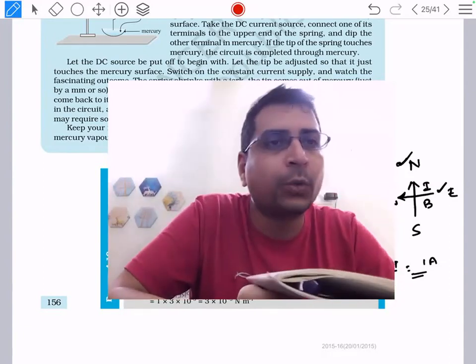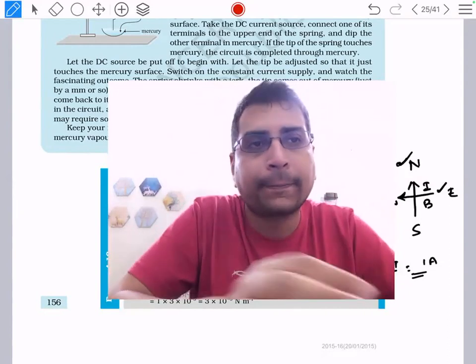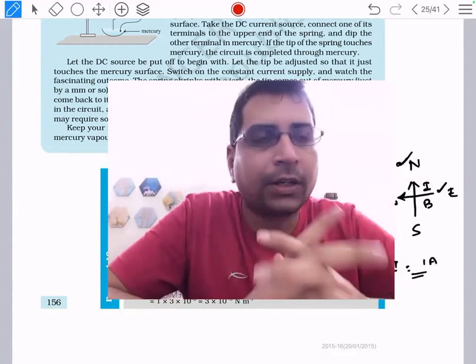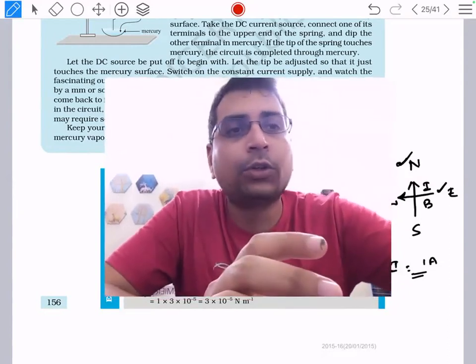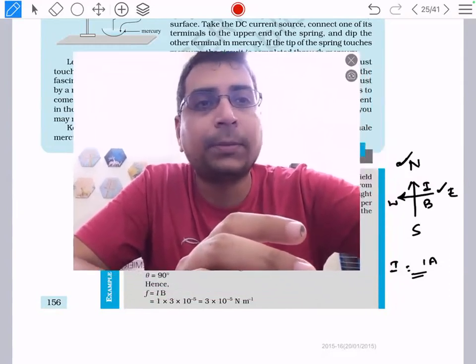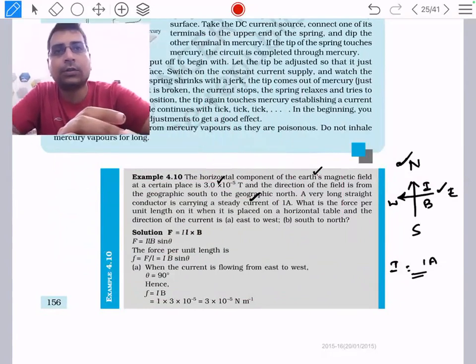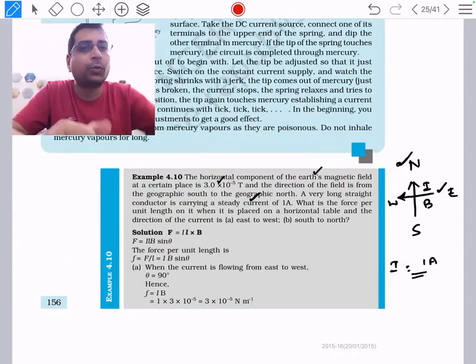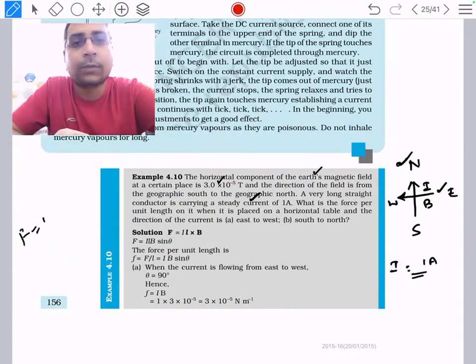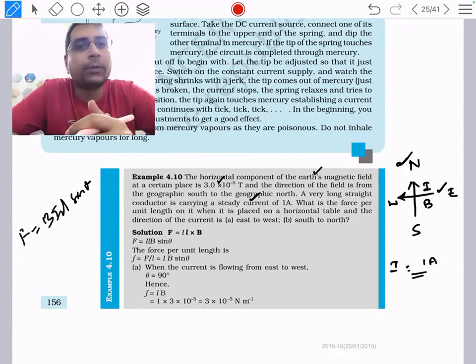Oriented with respect to each other in what way? Perpendicular, normal. Perpendicular, right? So when they both are normal, can I say F is equal to, when I apply the formula, F is equal to what? B into I into L sine theta. What is going to be the value of theta, guys? It is obviously going to be 90 degrees.